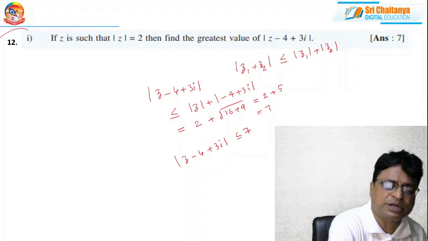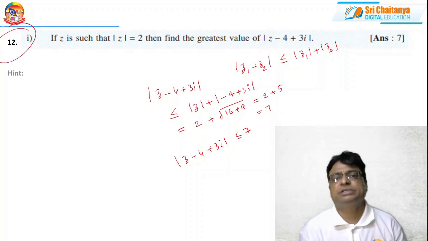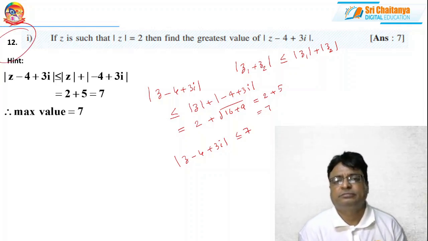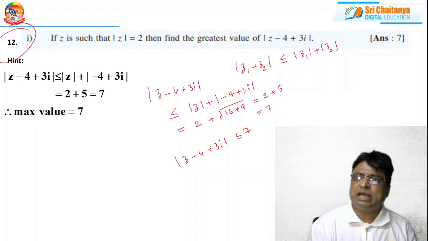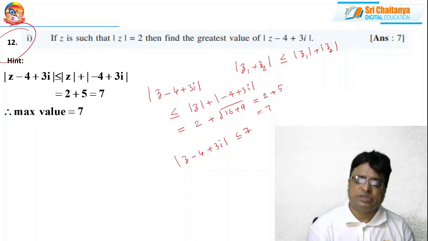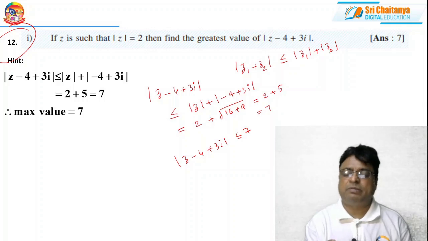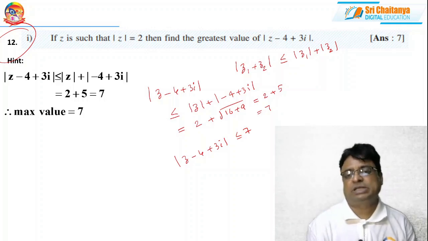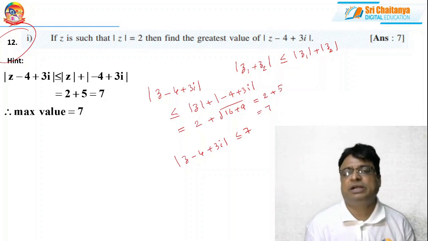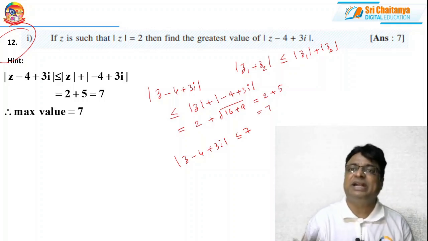This is a most important problem for competitive examinations. So better apply that formula. Whenever this kind of maximum and minimum problems are asked in complex numbers, you have to observe this kind of triangle inequalities. Based on that, you may get the idea.